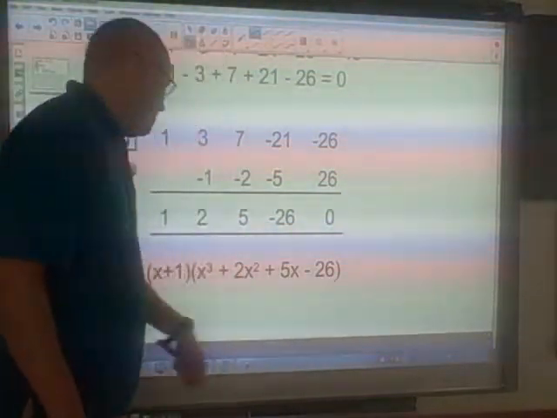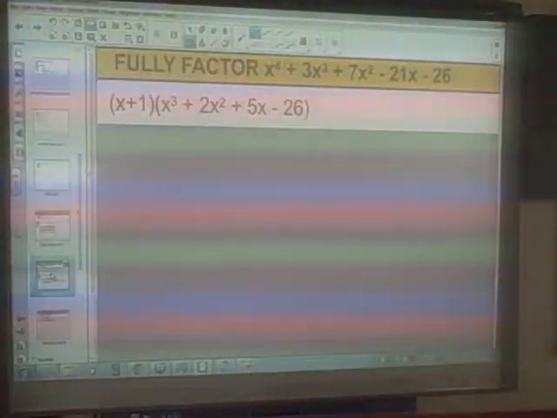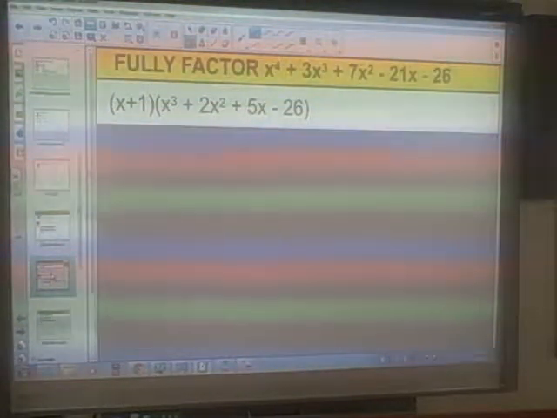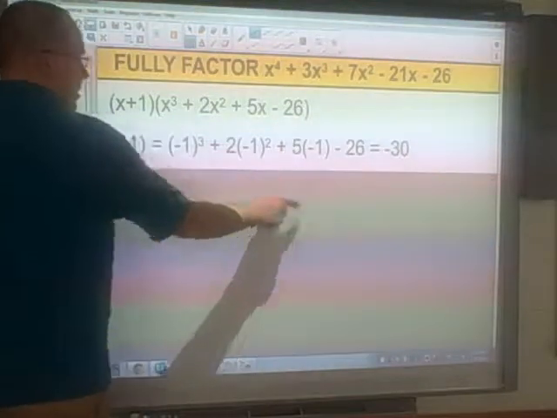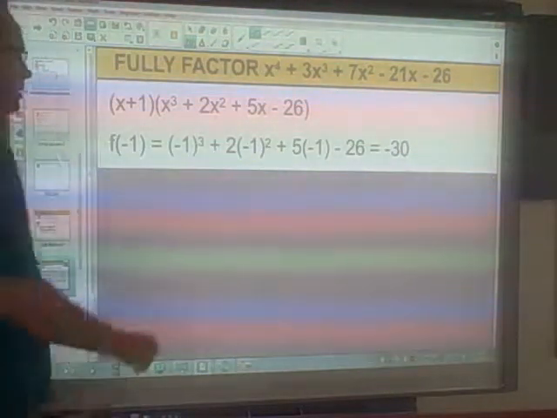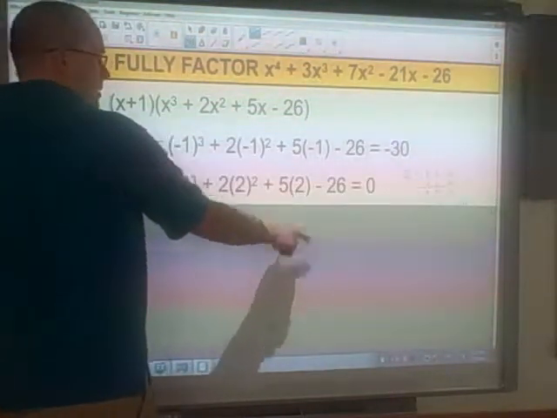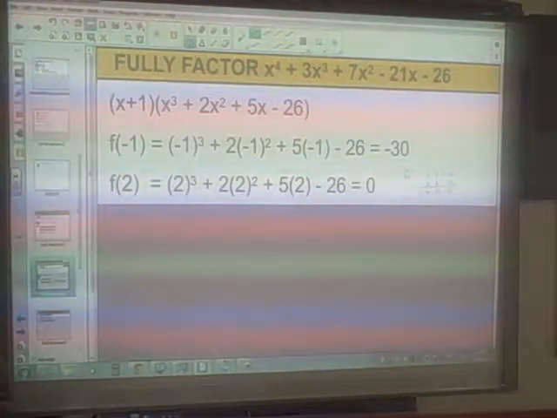So to do that, we're just going to do the same thing that we just did a second ago. We're going to try some numbers. There's no point trying positive 1 because we already know that doesn't work. So negative 1 should be our first number. And this time that doesn't work. So let's move on to positive 2. Positive 2 does indeed work.